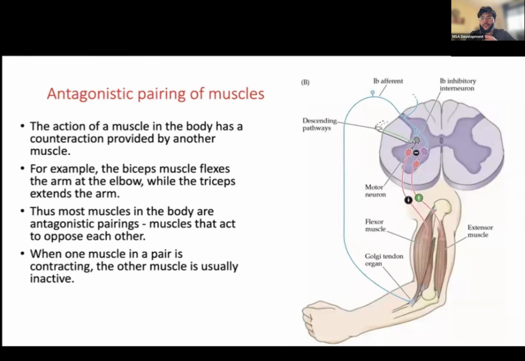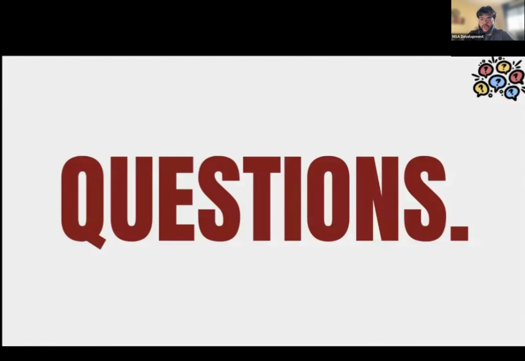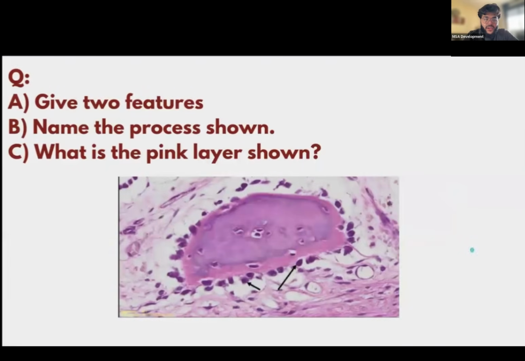So now that we have done all the material, let's move on to the questions for my part of the crash course. Okay, so starting off with this, I want you guys to pause the video as I read the question and try to answer it yourself, okay? Starting off with, name two features of this process. This is some process that I mentioned earlier on. What is the process shown and what is the pink layer shown? Pause the video now. I'll move on to the answers.